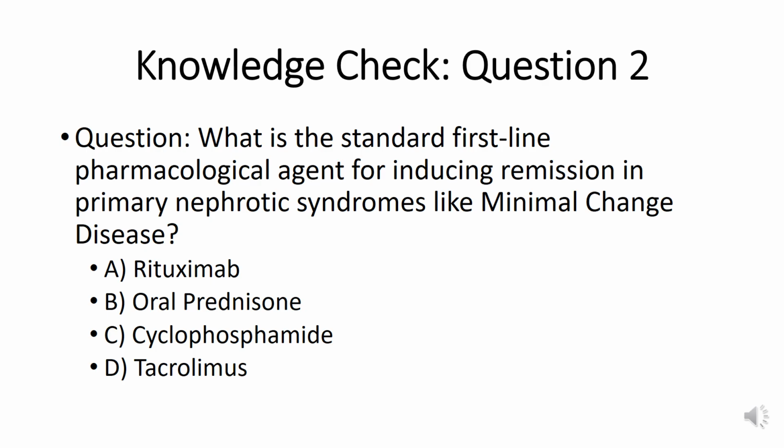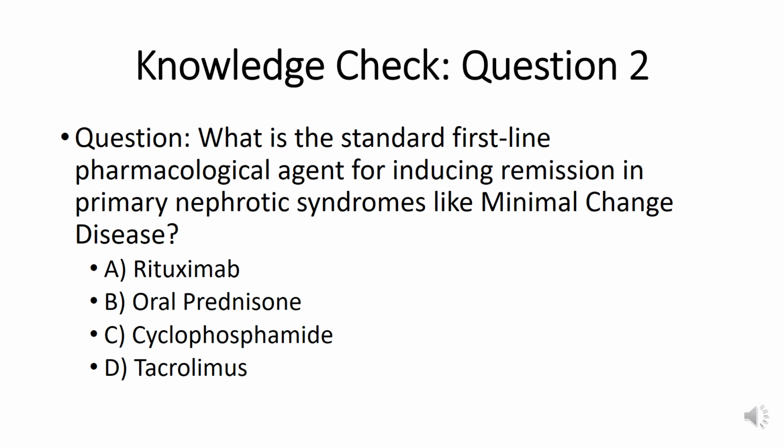Fortunately, this condition is highly responsive to corticosteroids. Prednisone works by suppressing abnormal immune activity and reducing inflammation within the glomerulus. As the immune attack subsides, the glomerular filtration barrier begins to recover. Proteinuria gradually decreases, serum albumin levels improve, and edema resolves. Many patients, especially children, achieve complete remission after several weeks of treatment.